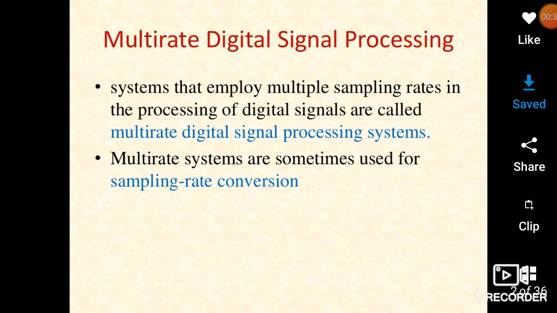Multi-rate systems are sometimes also called sampling rate conversion. Multi-rate signal processing can be used in many applications such as digital audio, communication systems, speech and audio processing systems, antenna systems and radar systems, etc.